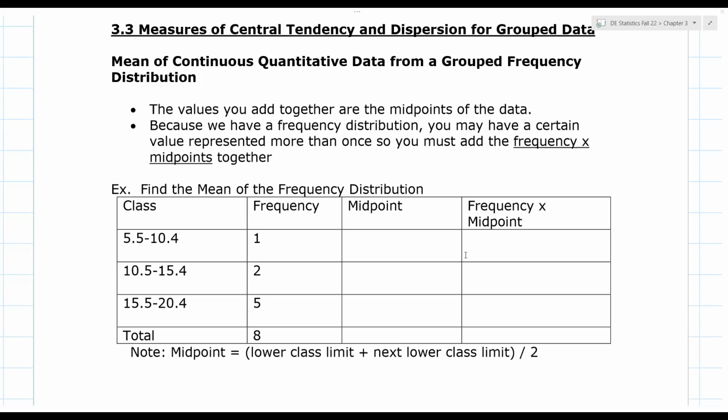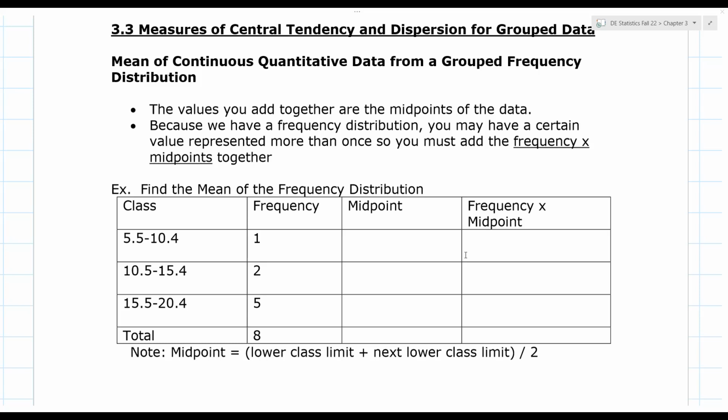So the first thing we're going to talk about is how do we find the mean coming from a frequency distribution? And this is where we use that midpoint. So right here in our first example, we have a frequency distribution. We have our classes set up. We have the frequency of those classes, and we're going to use this information. We're going to find the mean of this data. In order to do that, we have to find the midpoint.